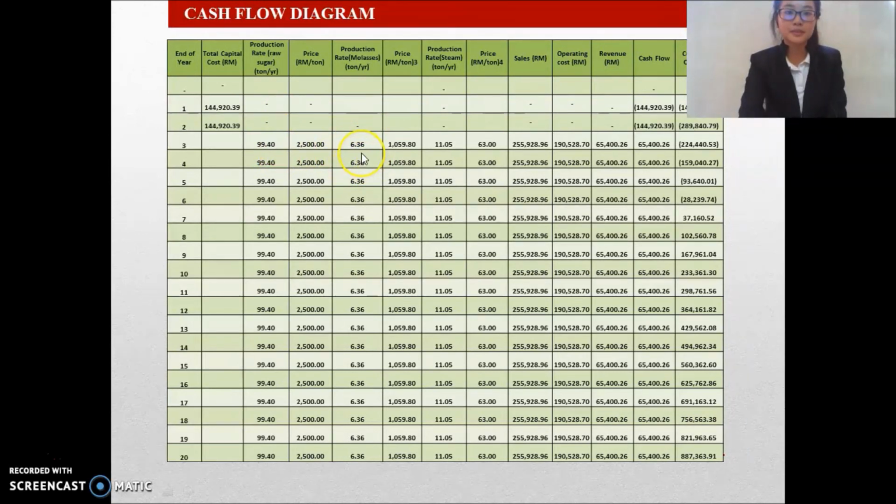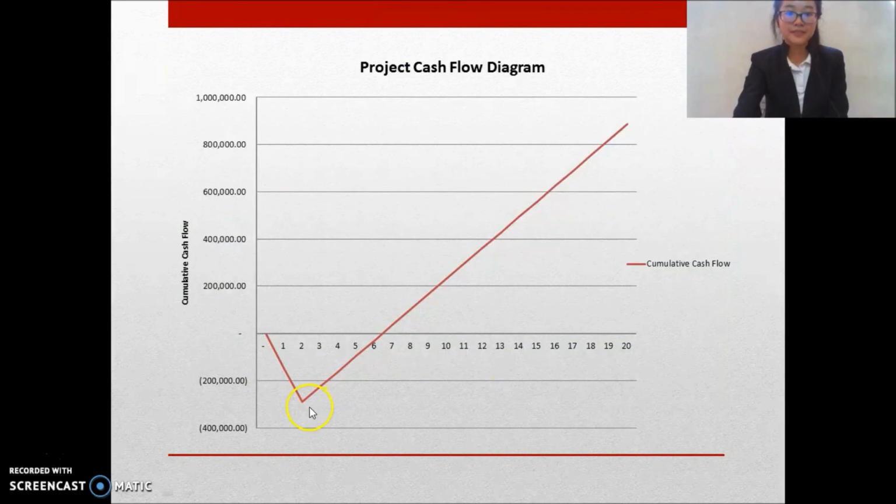For molasses from the separator it is 6.36 ton, and the steam, after supplying the evaporator, in excess is 11.05 ton per year. So after we sell the three products, we can get back a total of 255,926 ringgit. In 20 years, we can get back 887,363 ringgit. From the graph, after the second year, we can see that our graph increases linearly, and our cashback period is between 6 to 7 years.